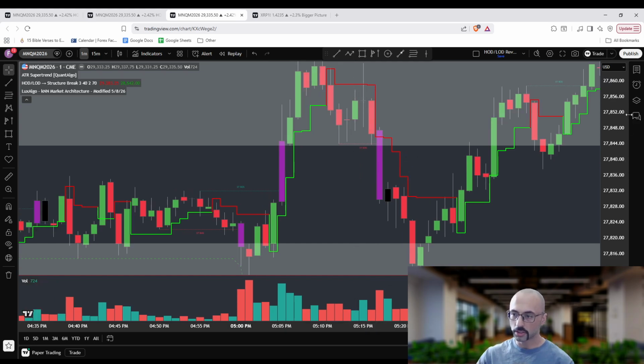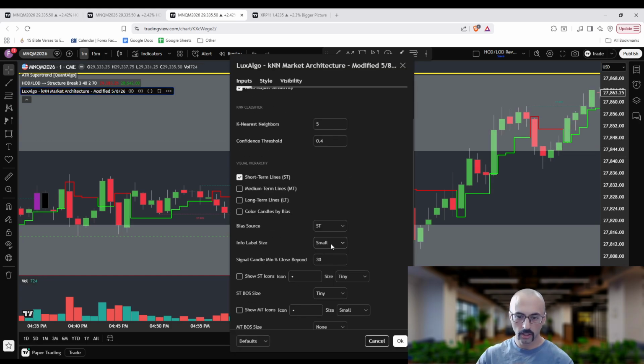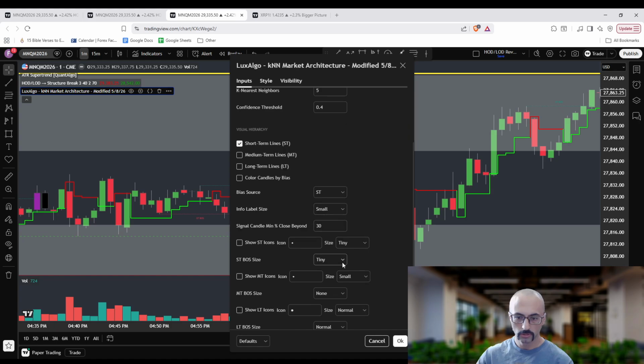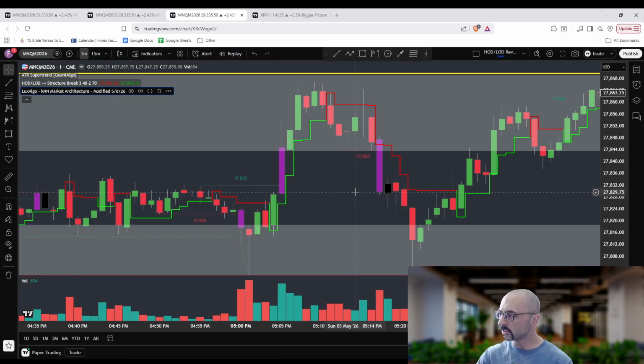Now here you can see we have a signal candle. We went into the low volume node. We have the structure identified here. Can I make this bigger? Yes, somewhat bigger. So hopefully you guys can see that better.